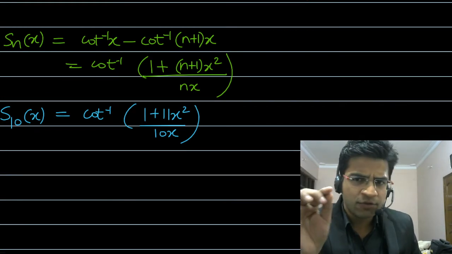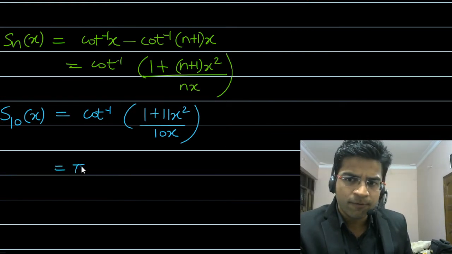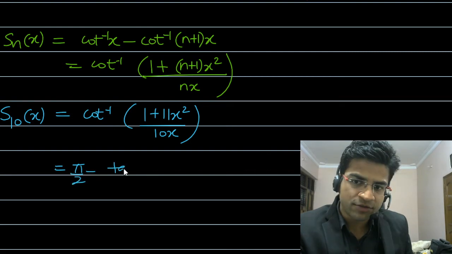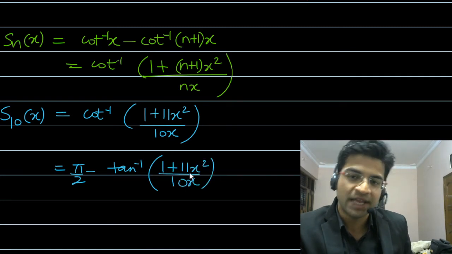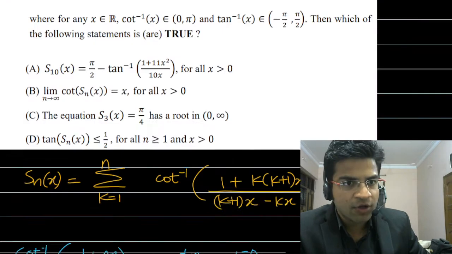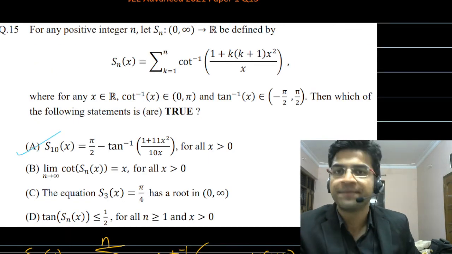So we can use the property: it is equal to pi by 2 minus tan inverse of the same expression which is there in the input, (1 + 11x²) upon 10x, and this is option A. So option A is correct.